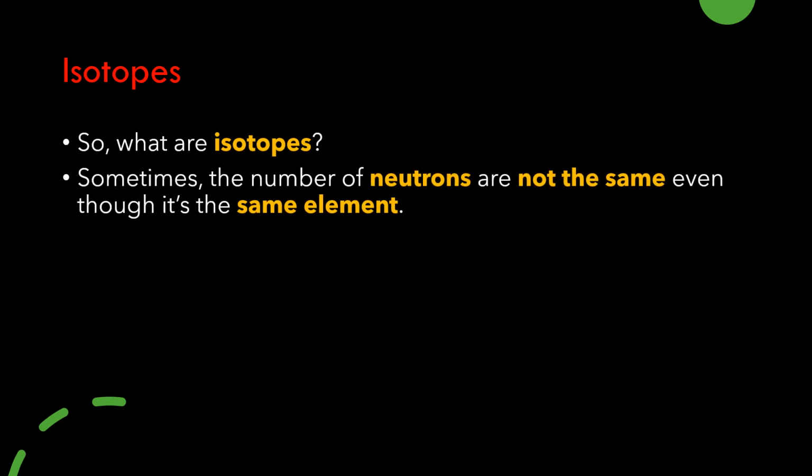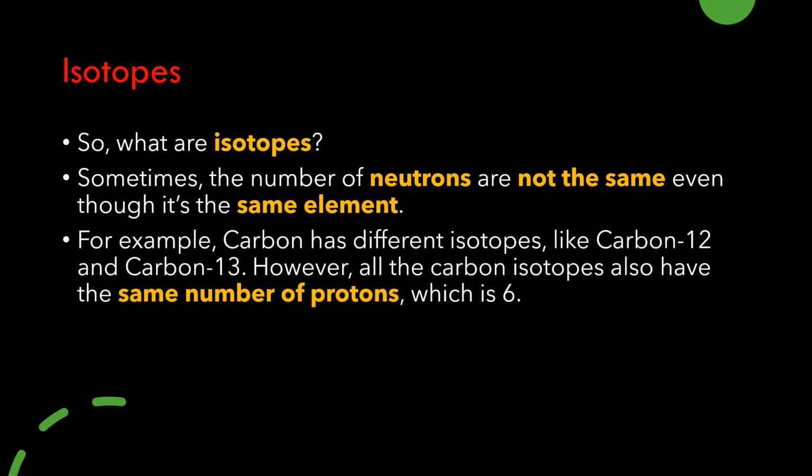So, what are isotopes? Sometimes the number of neutrons are not the same, even though it's the same element. For example, carbon has different isotopes like carbon-12, carbon-13, and carbon-14, etc. However, these carbon isotopes must have the same number of protons, which is 6, because if it isn't 6, it will no longer be a carbon isotope. It will be a nitrogen atom.